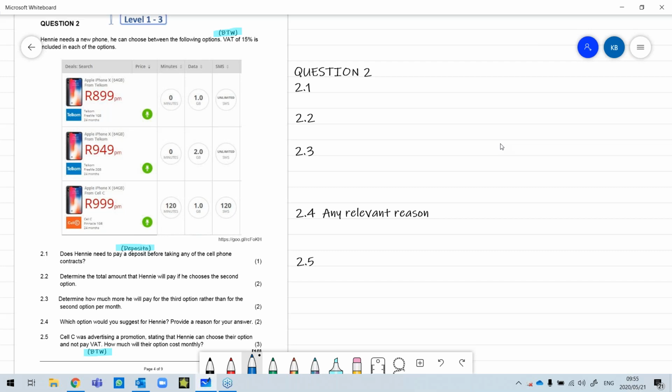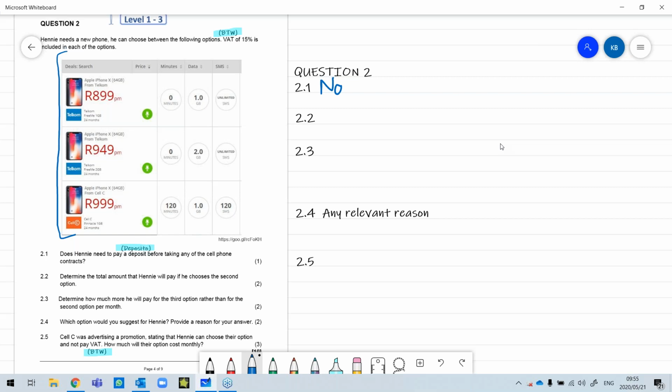Question 2.1. Does Henny need to pay a deposit before taking any of the cell phone contracts? Let's have a look at the information given to us over here. You will find that all the information is given to us here. There is no mention of a deposit. Hulle noem niks van 'n deposit nie. So therefore, the answer will be no. And they don't ask you to give a reason, so a simple no would suffice.